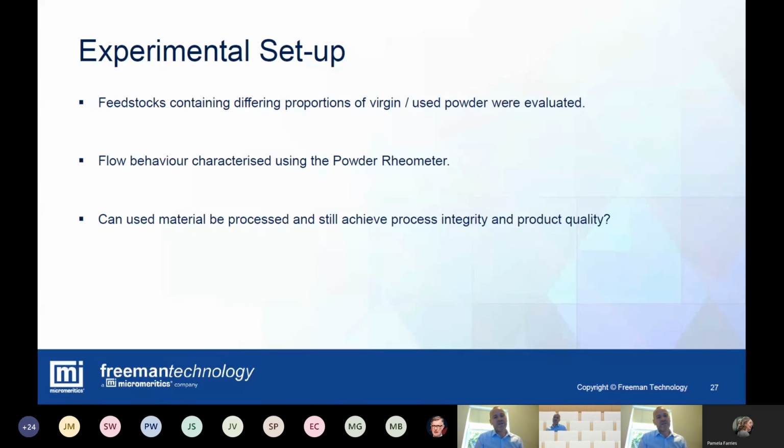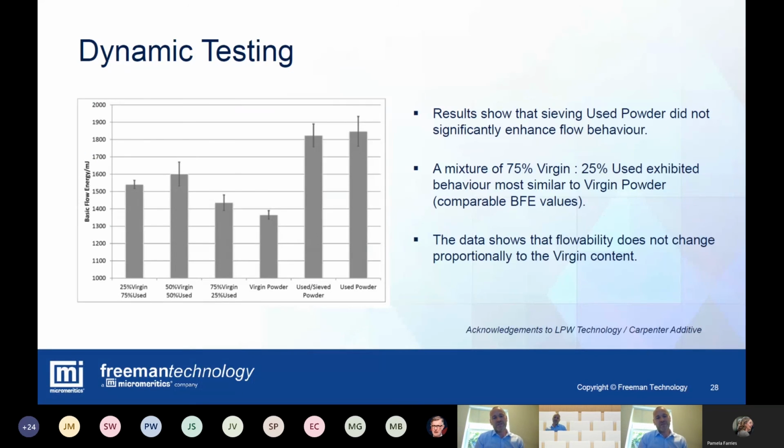And we can see here, if you look towards the middle there, we can see the virgin powder, the flow energy that it represents, so it's resistance to movement. But on the right-hand side, we can see the used powder, which is significantly different. So something's changed to it. The expectation was that it was agglomerates caused by spatter in the melt pool, so it was sieved. But again, you can see the used sieved version doesn't necessarily change a great deal. So something else has changed.